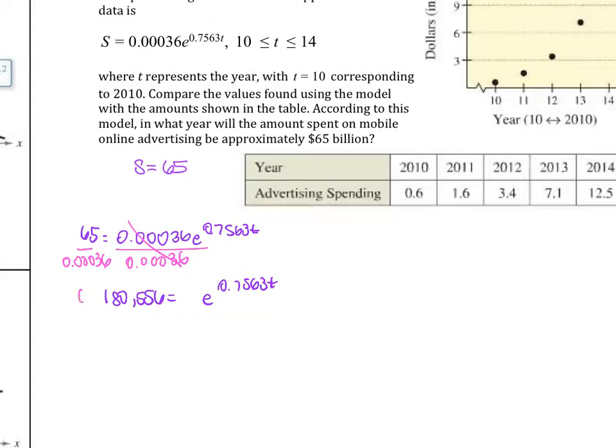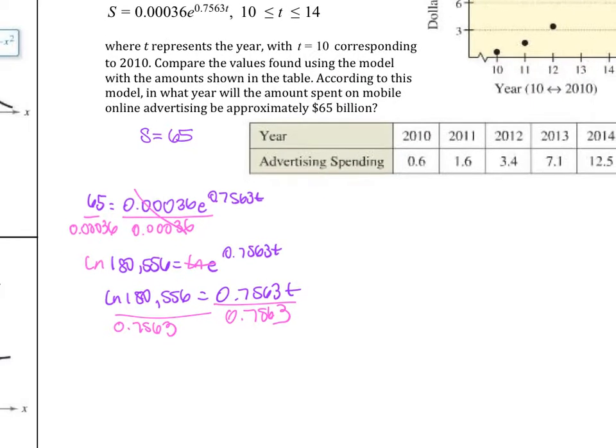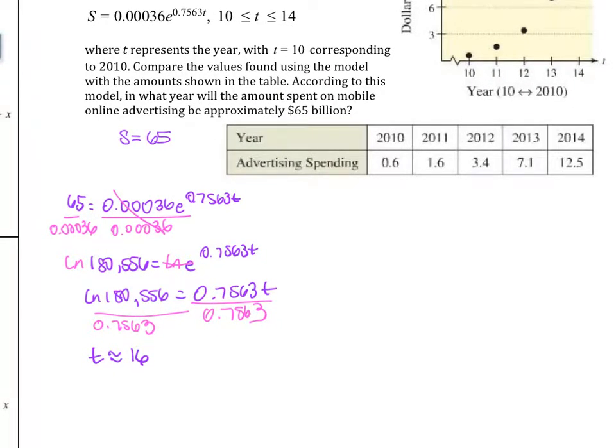Then, in order to continue solving, you take the natural log of both sides, and so you will have natural log of 180,556 equals 0.7563 t. To isolate t, you divide by 0.7563. And then what you would get is t, you do that on your calculator, and t would approximately be 16. So according to the model, the amount spent on mobile advertising will be about 65 billion in 2016, and you could write a complete sentence to finish that out.